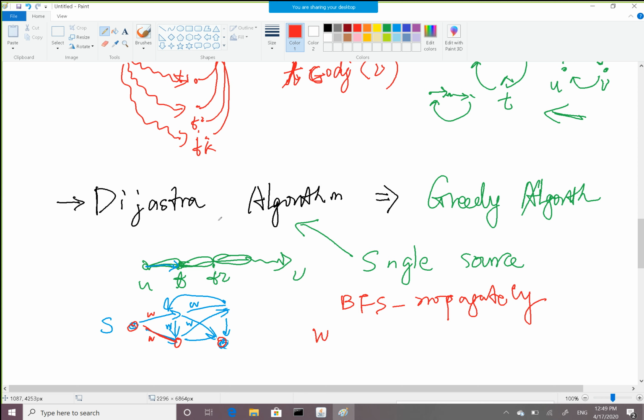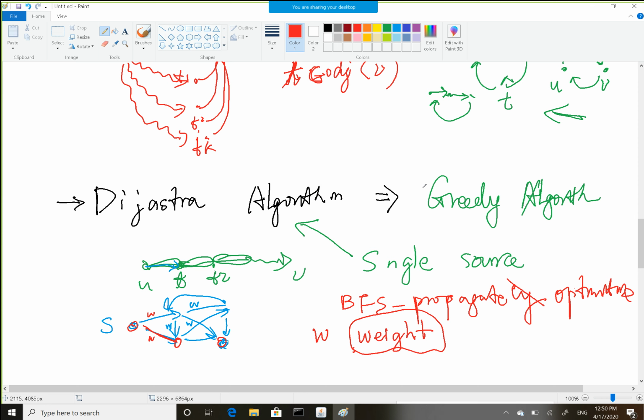W represents weight, corresponding to distance, for example from your home to UNCC, how many miles you need. People use this weight to represent different things, or the confidence, for example how confident an interaction from this one to that one could be for the course project. So this is BFS propagate-based optimization. You propagate out for each level.